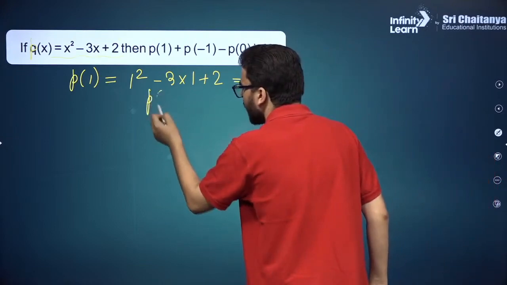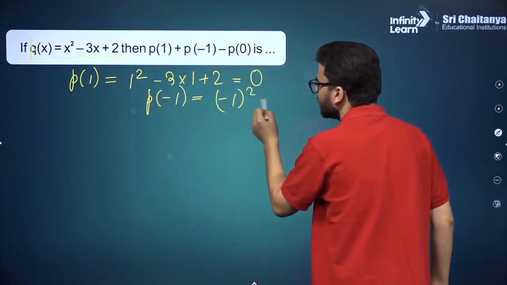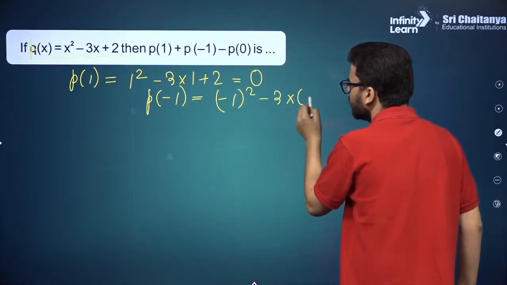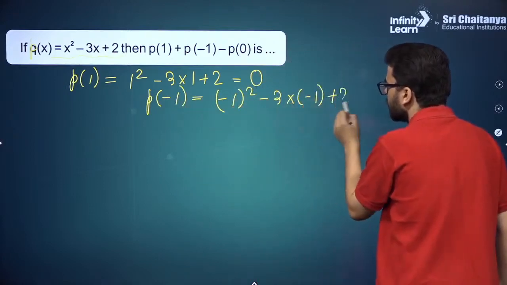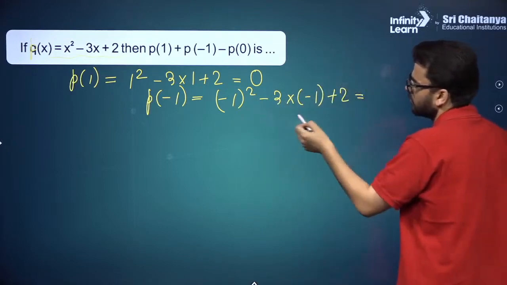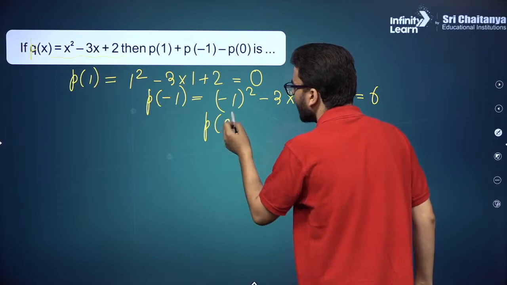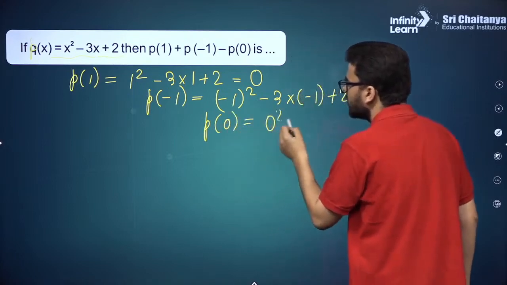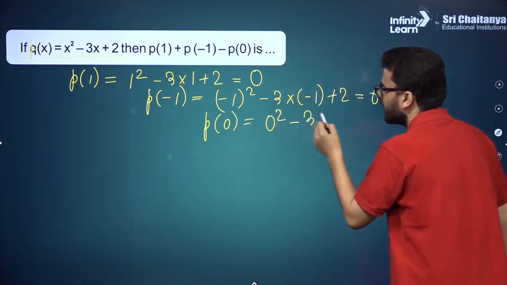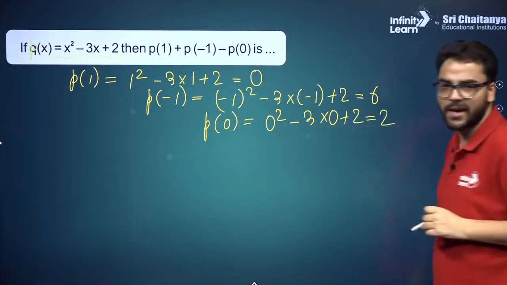What is p of minus 1 over here? In place of variable x, you have to put minus 1. So minus 1 whole square, minus 3 into minus 1 plus 2. So what is this equal to, guys? This is equal to 6. Now what is p of 0 over here, guys? P of 0 will be 0 square minus 3 into 0 plus 2. So it is coming out to be equal to 2 only, right?